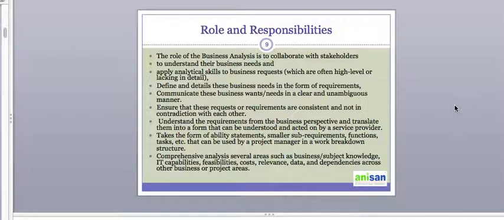Comprehensive analysis covers several areas such as business subject knowledge, IT capabilities, feasibility, cost, relevance, data, and dependencies across the other business and project areas. So your role is not related to only one project, but you will also have to see how it will impact other projects, and how you need to collaborate with other systems for feasibility, cost and other dependencies, okay. So your role is much more than just eliciting the requirement and presenting the solution options.